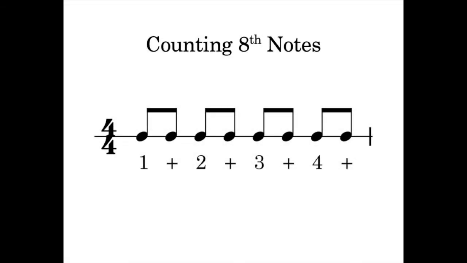Counting eighth notes. When we have note values smaller than a quarter note, we use other words and syllables to help us count. For the eighth notes, we use "and" for the eighth notes that don't fall on the beat. We use a plus sign as a shorthand for the word "and." For example, a bar of eighth notes in 4/4 would be counted 1 and 2 and 3 and 4 and.